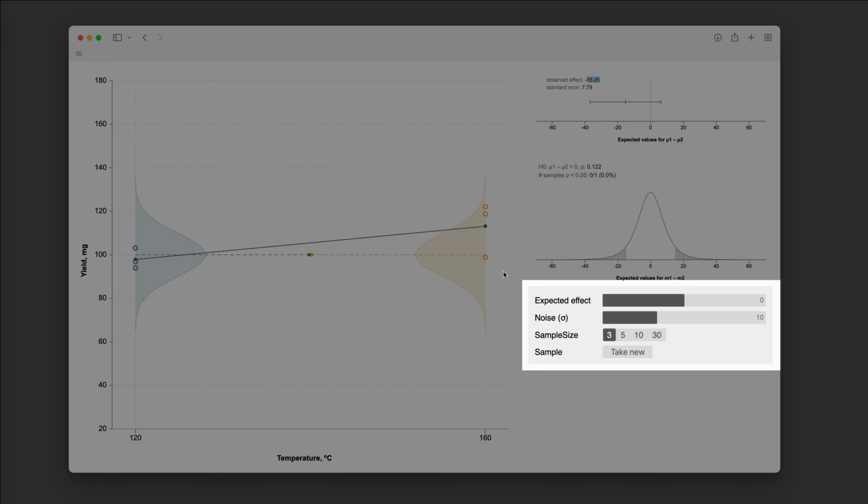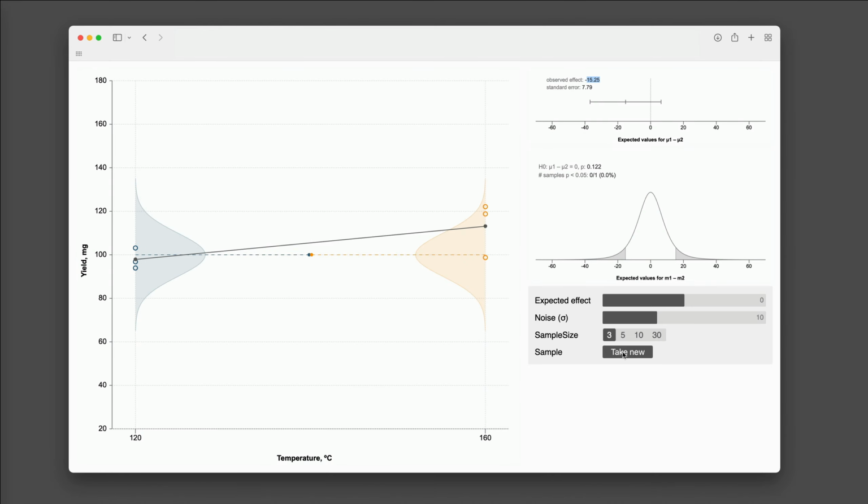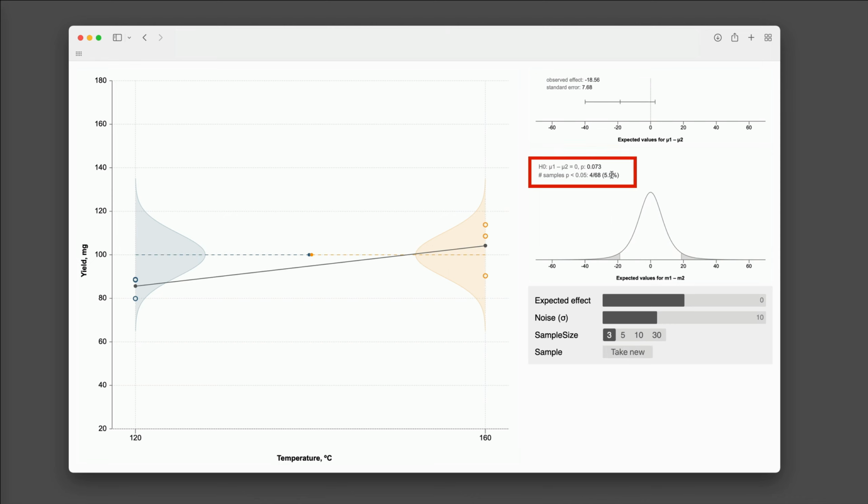And then we can change the noise. It's the spread of these values for the populations. And then we can also change the sample size. So let me start by taking a lot of samples of sample size 3 and see how often I will reject the null hypothesis, although I know that the null hypothesis in this case is correct, right? You can see I took some already. And then let me just stop here.